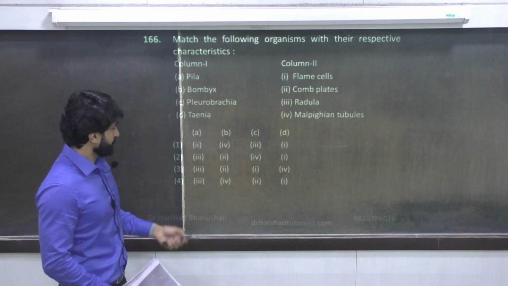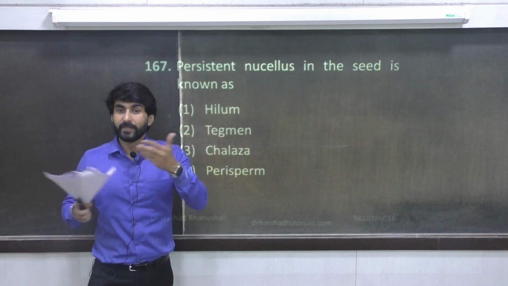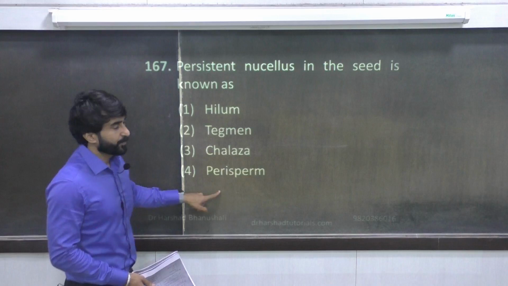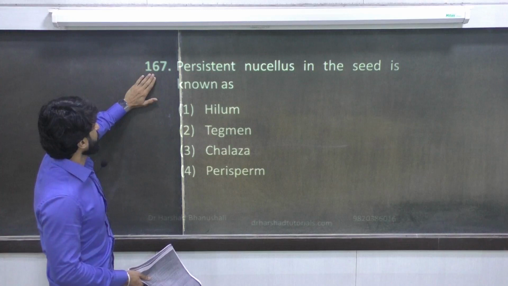167. Persistent mucilage in the seed is known as. Again, straightforward question. After the process of fertilization, when ovule becomes the seed, the nucellus, if it is left over, is called perisperm. This is the seed coat. Hilum, you know, is the junction. Chalaza is the base. The nucellus, which is persistent, is called perisperm. So question number 167, answer would be option 4.